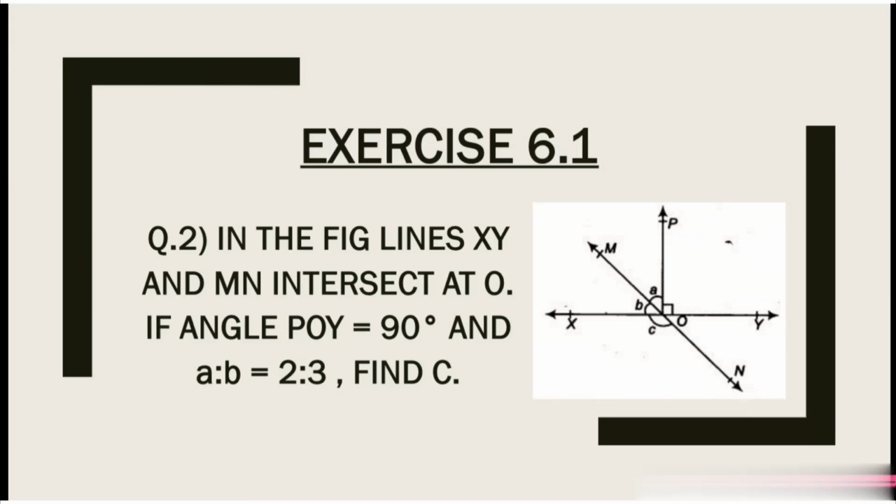Now we are going to see exercise 6.1 of lines and angles. Second question. In the figure that is shown, lines XY and MN intersect at the point O. If angle POY is 90 degrees and a:b is in the ratio 2:3, find the value of c. Now we will see how to solve this.